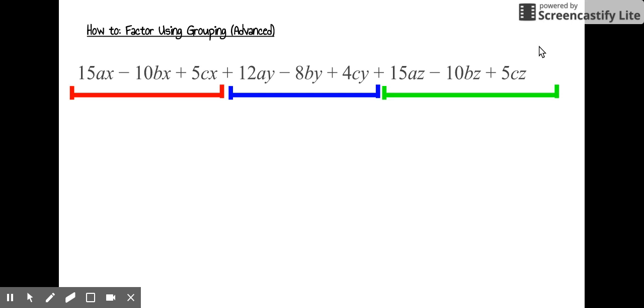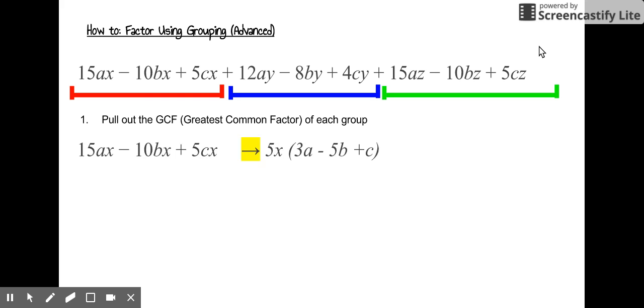So again, there's our 3 groups. We have our first group, our second group, and our third group. Then our first step is to pull out the GCF, or greatest common factor, of each group. So we'll start off with the first one. We have 15ax minus 10bx plus 5cx. And the only thing that goes into all 3 of those is 5x. So whenever you pull out that 5x, if you divide that whole thing by 5x, you get 3a minus 5b plus c. So we're done with our first group. We've factored that first group, or we pulled out our GCF.